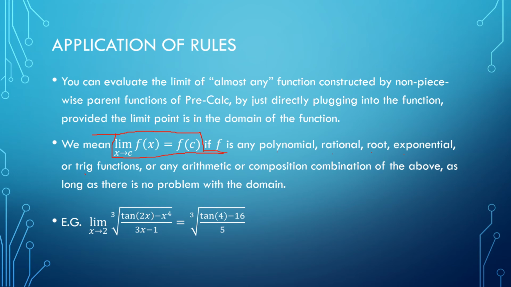And tangent is just sine divided by cosine. So as long as cosine is not 0, and cosine of 4 is not 0. So in this case, again, after applying all these rules multiple times, I can end up just plugging in 2 for x to calculate the limit. So this limit, plug in the 2 for x, tangent of 4 minus 2 to the fourth power, 16, divided by 5, and take it to the whole thing.